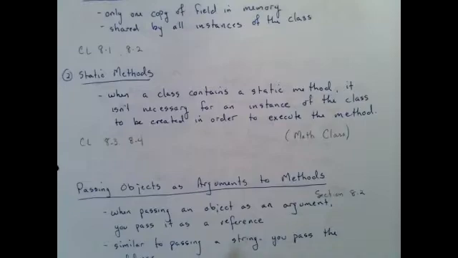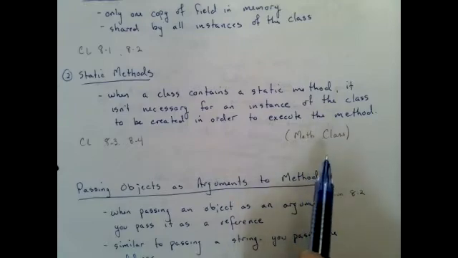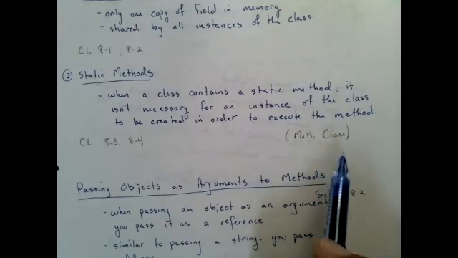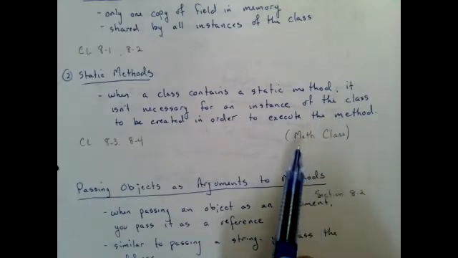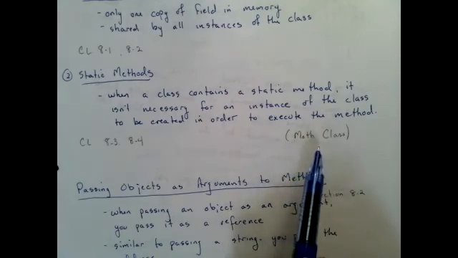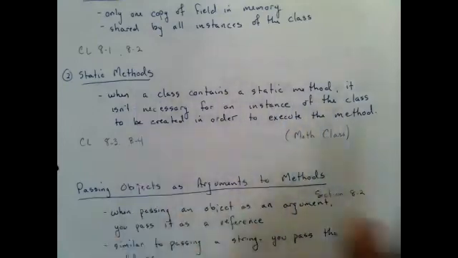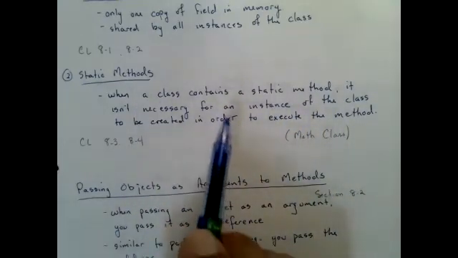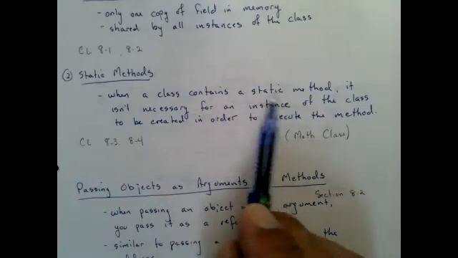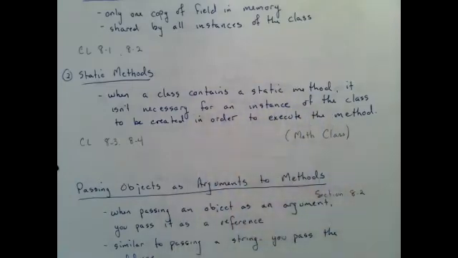Second part of section 8.1 is a static method. And all of a sudden I'm down here and I'm writing Math class. A static method is just like we saw in the Math class. I didn't need to call the method on a particular object. I used the class name, Math.squareRoot, Math.pow. So I didn't need an object to get to it. I was able to get to it just by the method name. So a static method, again, it isn't necessary for an instance or particular object of the class to be created to execute it.